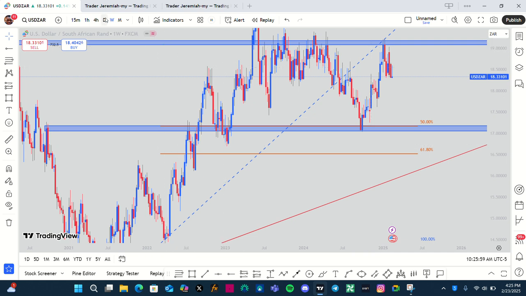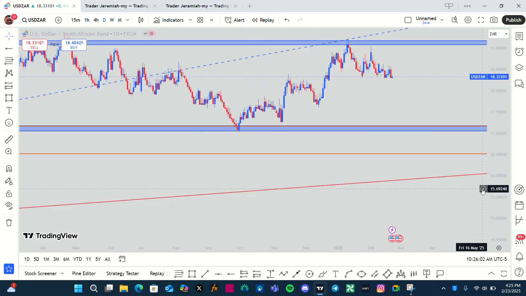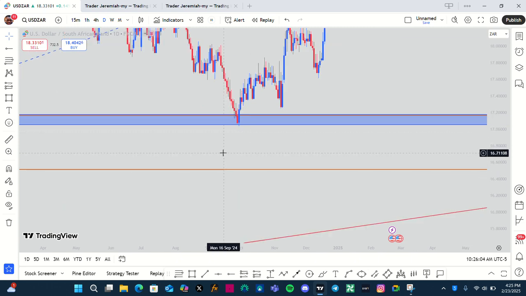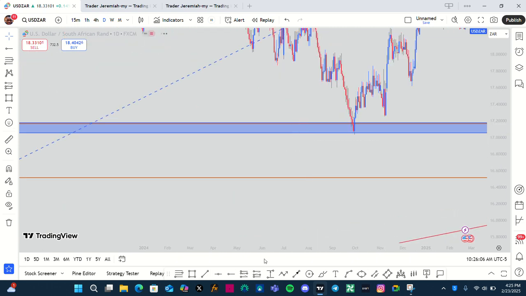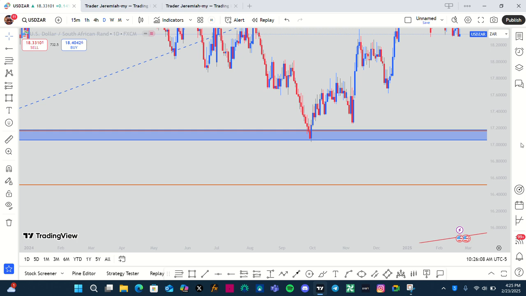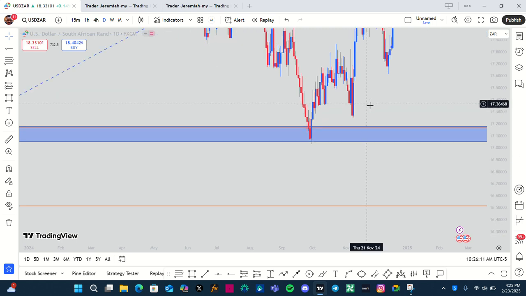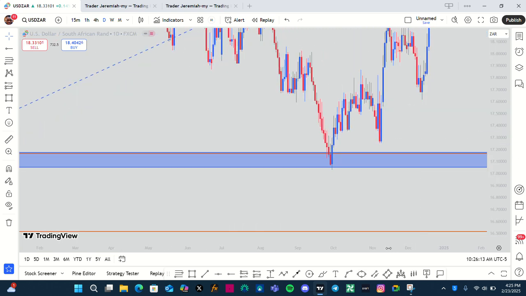So on this trade, I do enter on the daily time frame because sometimes I don't really like going on a lower time frame, but I do enter my trade on the 4 hour and sometimes maybe on the daily time frame.